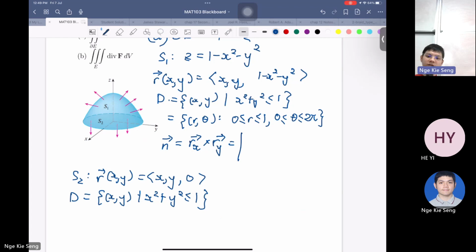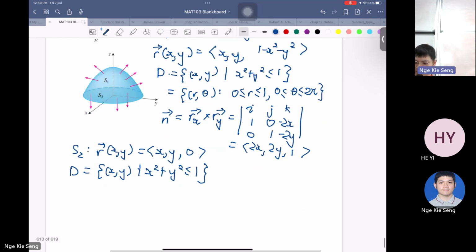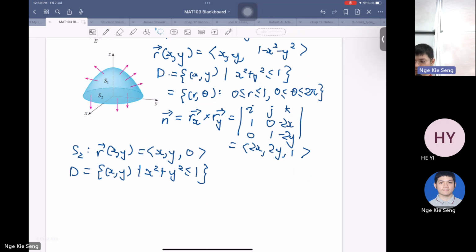For the first surface, what's your normal vector here? We need to take the cross product between Rx and Ry: (1, 0, minus 2x) and (0, 1, minus 2y). What is this normal vector? I think we also did this before, same as before: (2x, 2y, 1). How about the normal vector for X2?